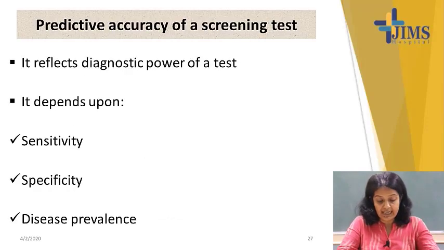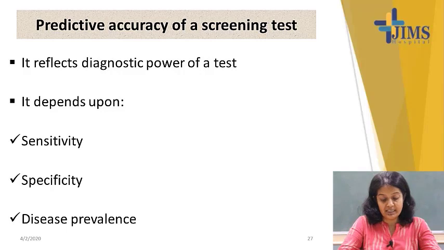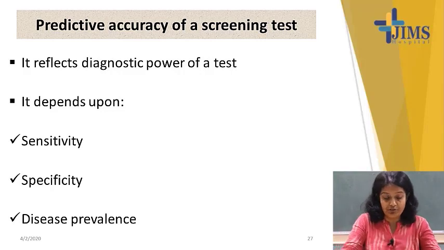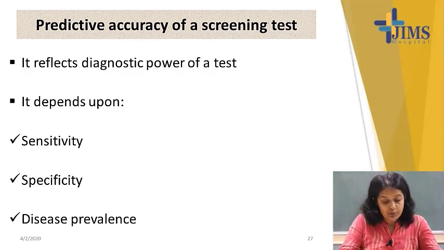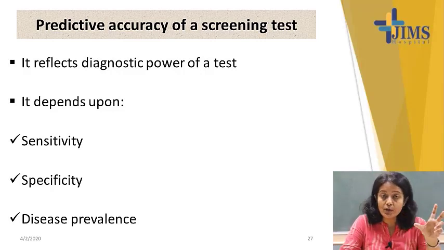Now we are going to another very important thing: the predictive accuracy of a screening test. It very often comes in your examination and in the MCQs for the post-graduation entrance. Predictive accuracy reflects the diagnostic power of a test, and it depends upon three factors: sensitivity, that is the true positive; specificity, that is the true negative; and disease prevalence. What is disease prevalence? Total cases, new plus old.